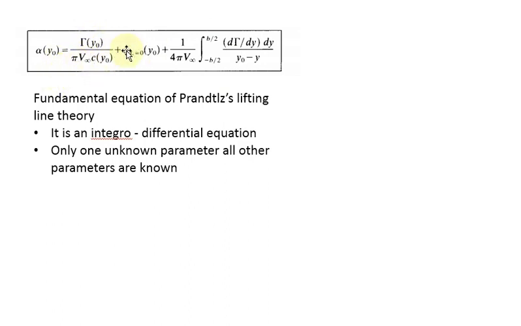Okay, I want to find other values. I can use this particular equation, because all other parameters are known values; the only unknown parameter is gamma. So that is why this is the most important theory, because it's the first practical theory developed for finding out the aerodynamic characteristics of the wing section. Okay, that's the most important point.